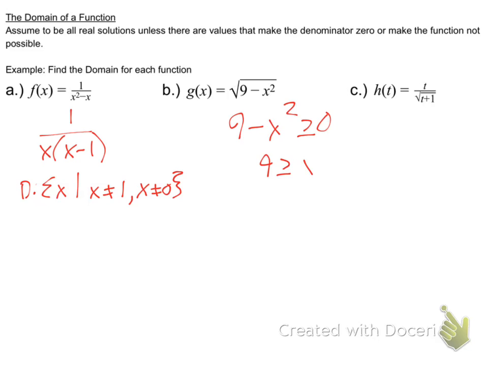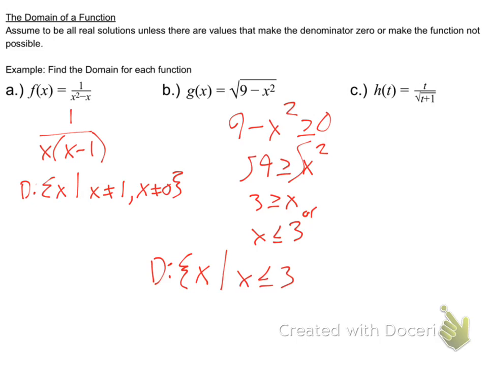9 is greater than or equal to x squared. Square root. X is less than or equal to 3. If you want, you can change that as this, either or, right? Just change the order around. So, your domain: x such that x is less than or equal to 3. Done. Anything else won't work. But if I put those in, I'm good to go.